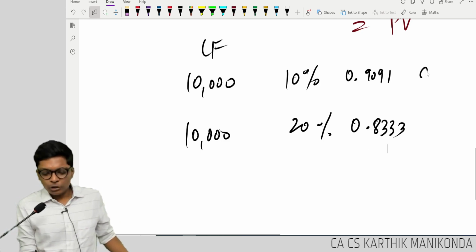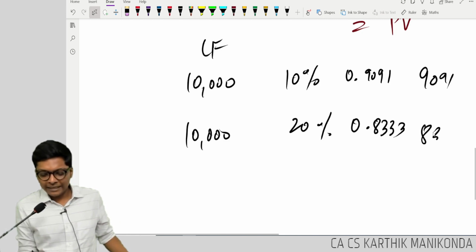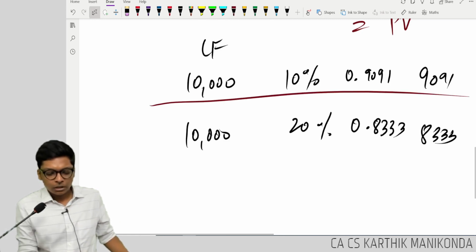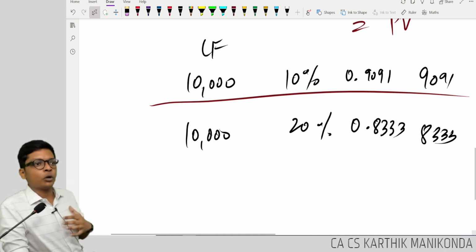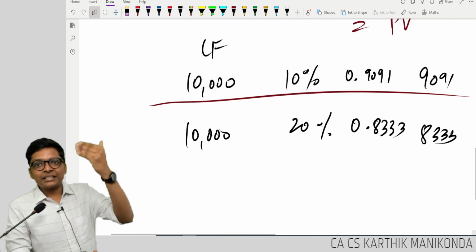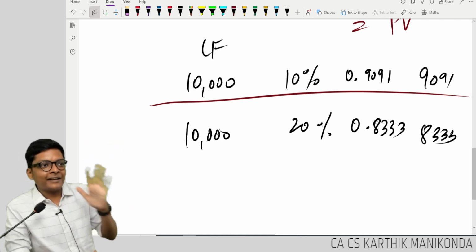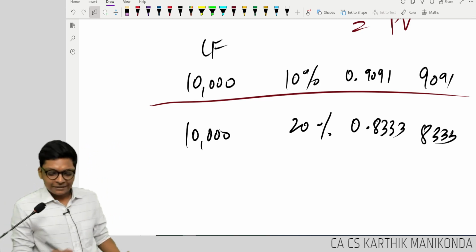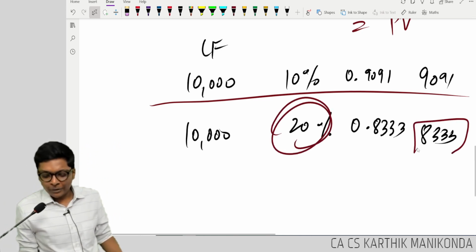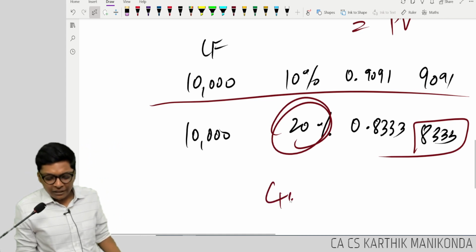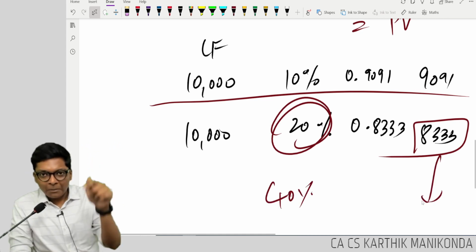0.8333. So what is the value here? 90918333. Correct? Now I am making a statement. Tell me if it's true or false. Higher the discount rate, lower the present value. Correct? See, higher the discount rate, lower the present value. So if my discount rate is 40%, this will be much lower.